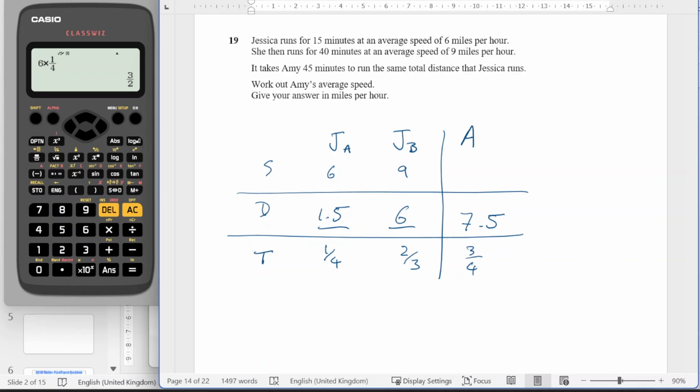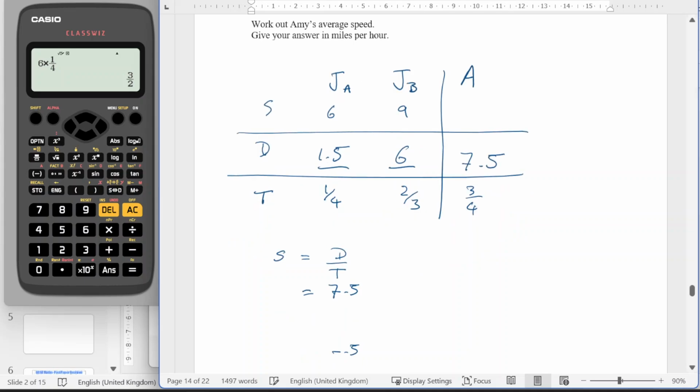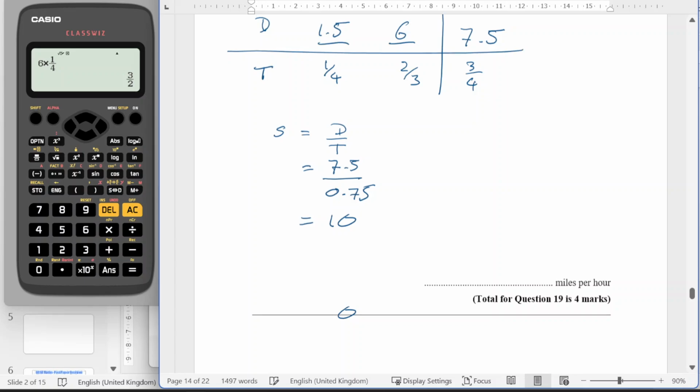So Amy's average speed is going to be speed is equal to distance divided by time. So in this case, that's going to be 7.5 divided by 3/4. I'm actually going to write it as divided by 0.75 just because it makes more sense. So that's going to be 10. Don't need a calculator for that. So 10 miles per hour.